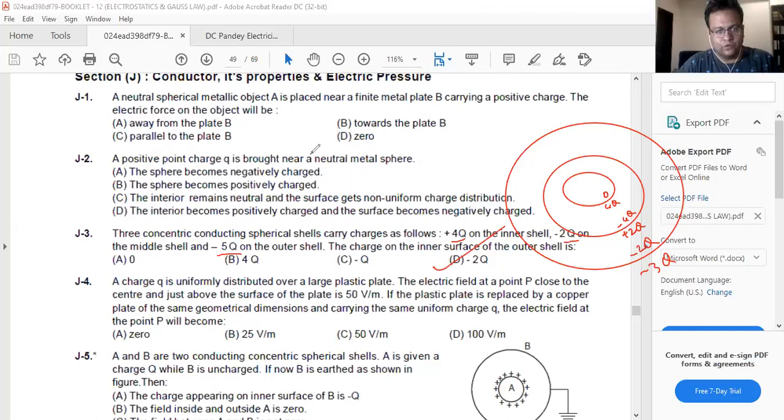Next, J4. Charge Q is uniformly distributed over a large plastic plate. Electric field at P just above is 50 volts per meter. If the plastic plate is replaced by a copper plate of the same magnitude. Okay. This will be from Gauss law. You can leave it now.